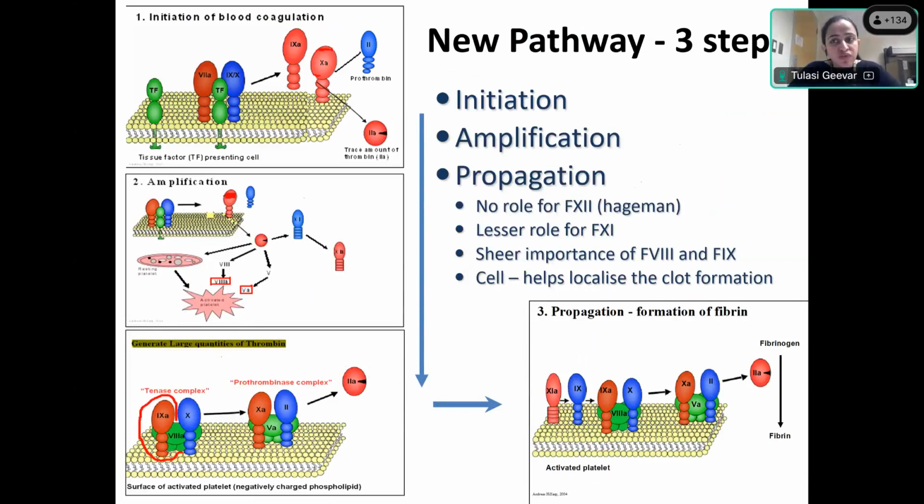There is a lesser role for factor 11, because if there are sufficient amounts of factor 8 and 9, large amounts of thrombin can be generated by the amplification step without the role of factor 11. And here we understand the sheer importance of factor 8 and 9. Without factor 8 and 9, a proper clot or proper fibrin cannot form. And all this process occurs on the surface of a cell, which helps to localize the clot formation.